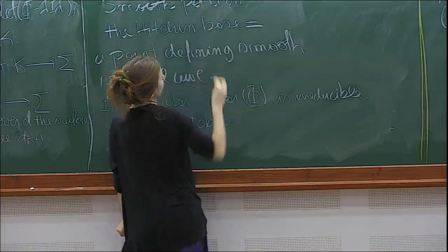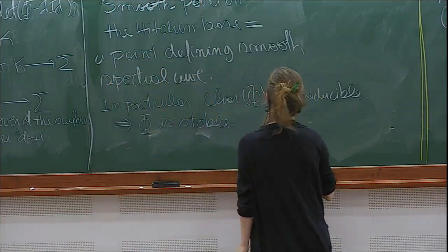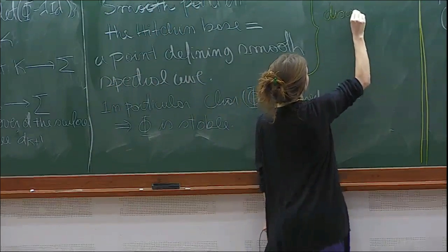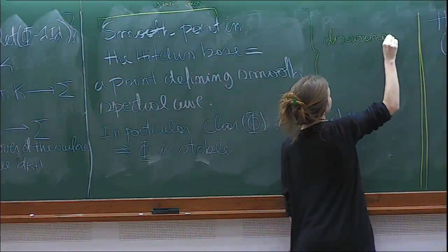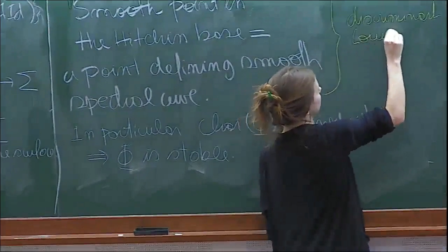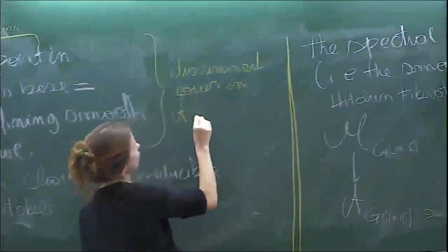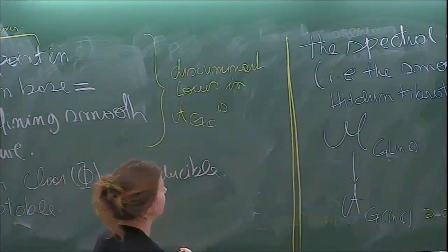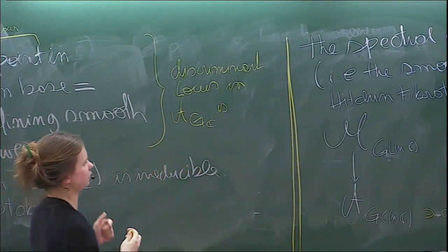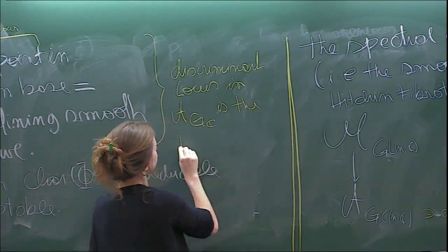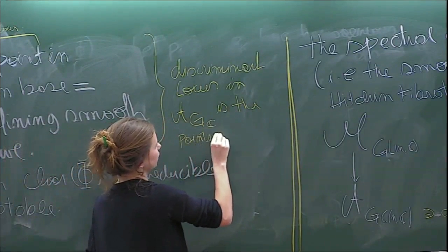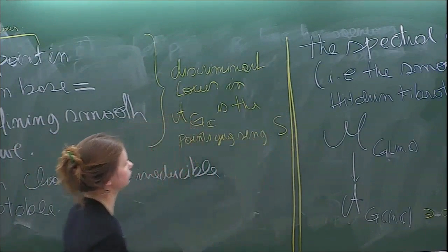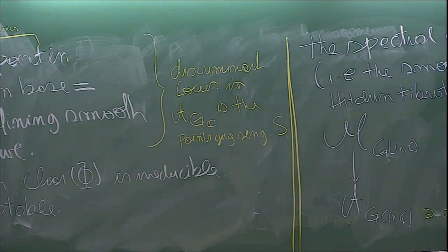And what we're saying here is that the discriminant locus in the Hitchin base is the set of points giving us singular spectral curves, giving singular S's. So points in the Hitchin base will give curves.